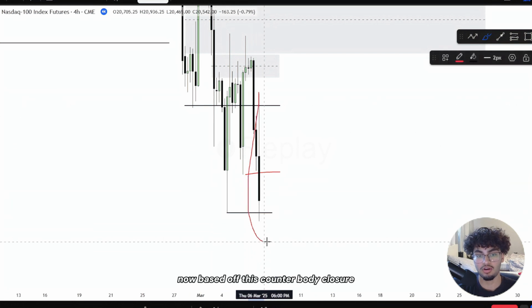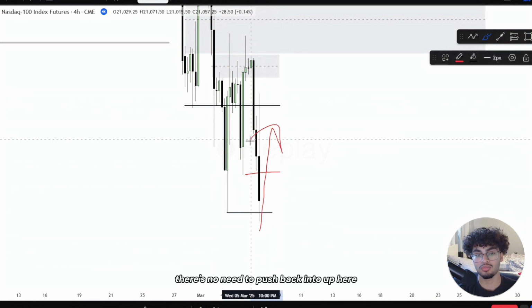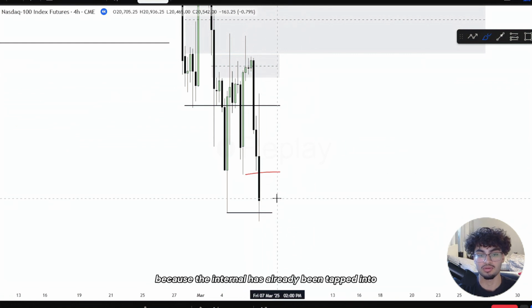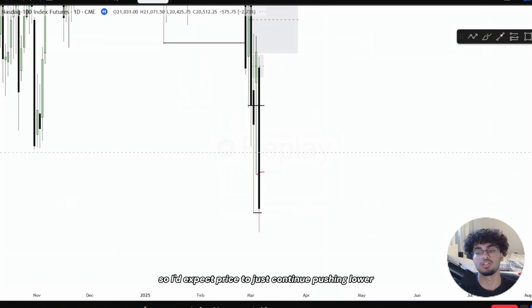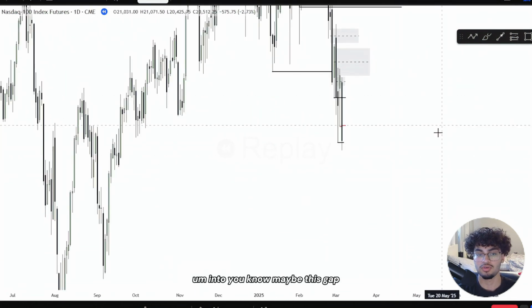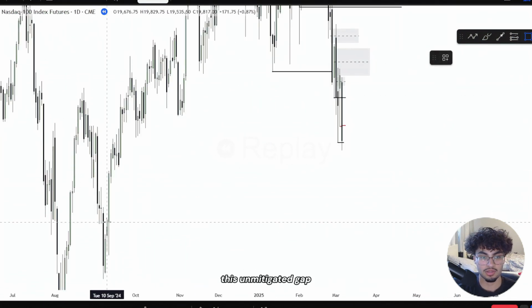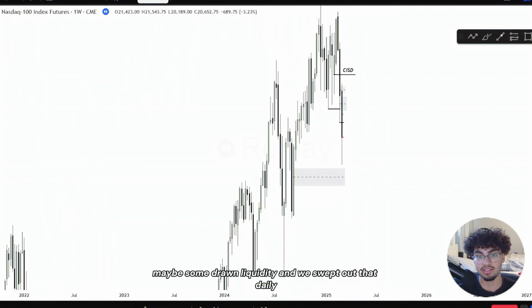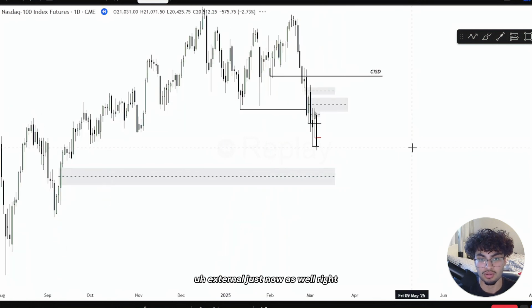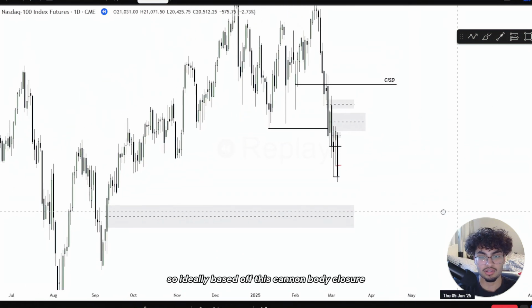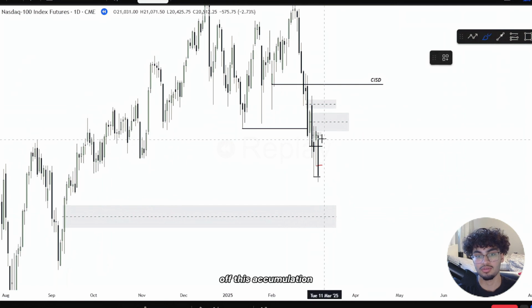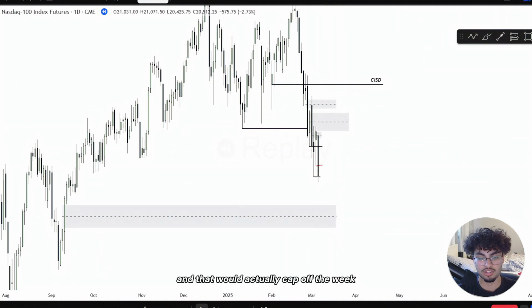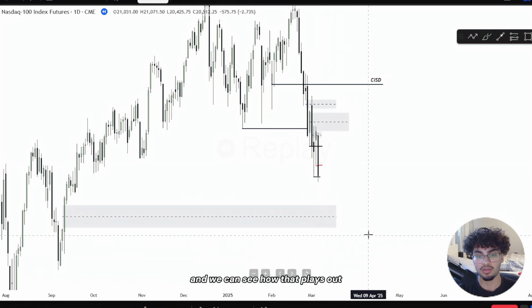Now, based off this candle body closure, there's no need to push back up here because the internal has already been tapped into. So I'd expect price to just continue pushing lower into maybe this gap, this unmitigated gap, maybe some drawn liquidity. And we swept out that daily external just now as well, right? So ideally, based off this candle body closure, off this accumulation, we should see another day of distribution. And that would actually cap off the week. And we can see how that plays out.